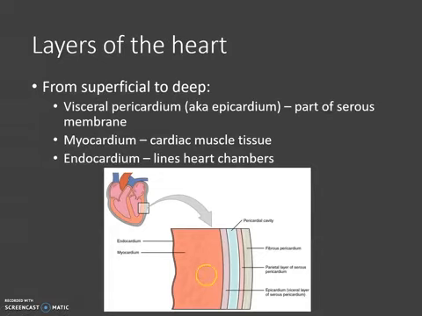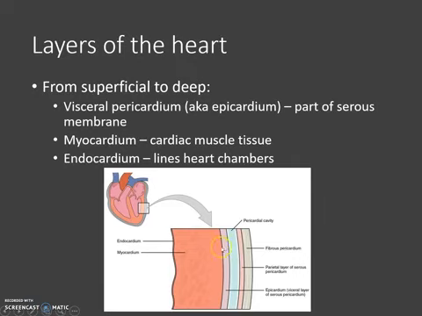Some additional layers associated with the heart. I know we talked about the pericardium, so the serous membranes, but there's also a couple of layers deeper in the heart as well. So just to recap, you've got your fibrous pericardium and then the parietal pericardium. Then you have the pericardial space, which has fluid. And then you have the visceral pericardium, which is also called the epicardium.